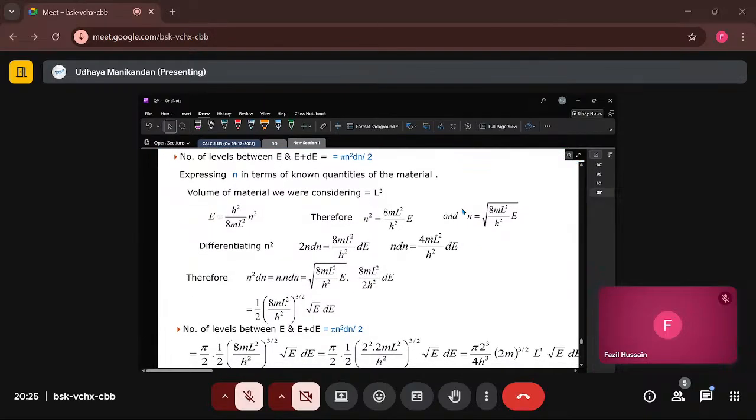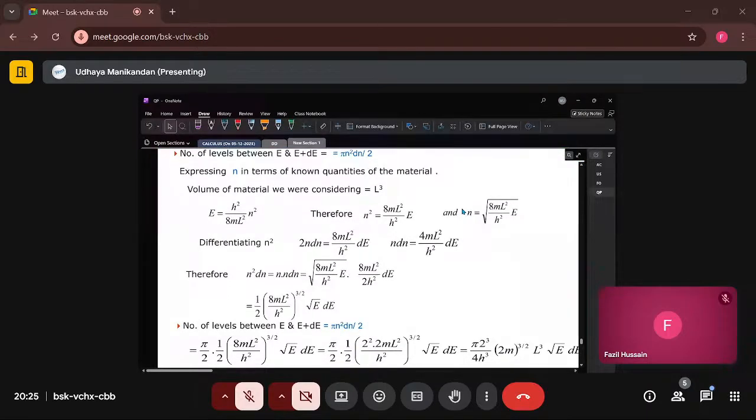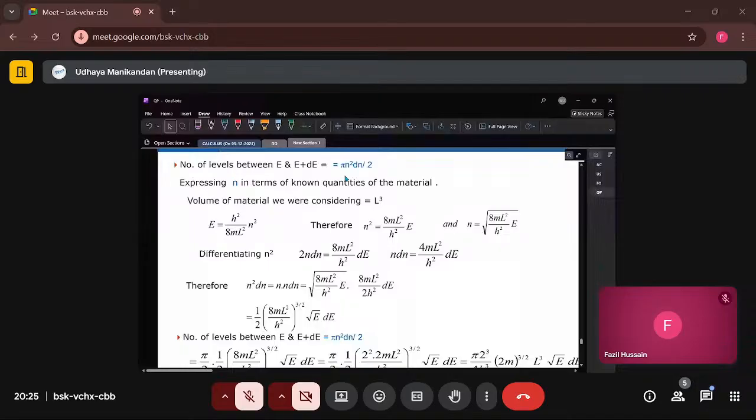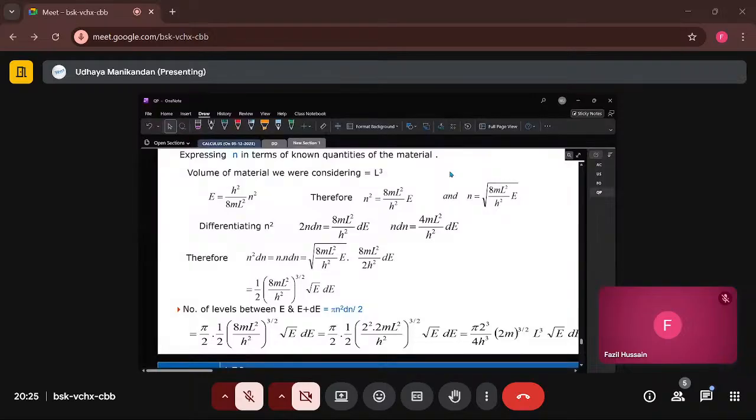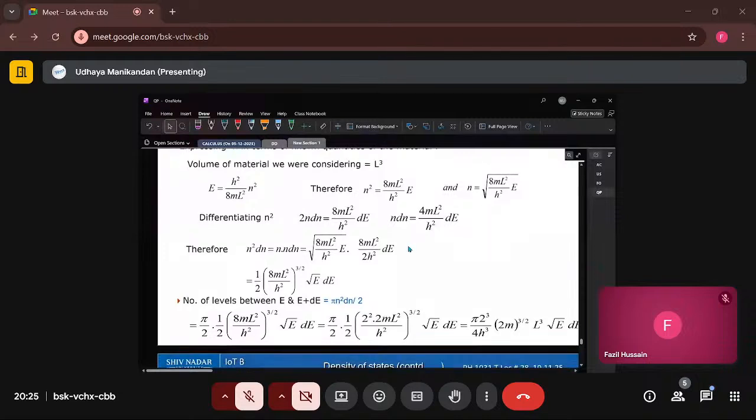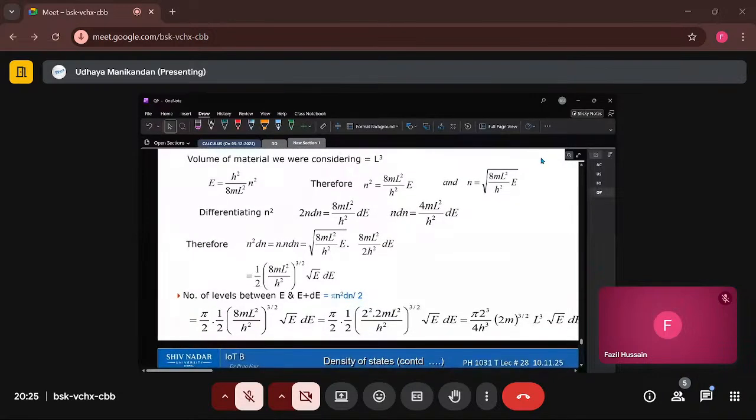Now we are just substituting the n square in the formula we derived here. So what do you have? The number of levels between E and E plus dE is pi n square dn by 2. You have to express n in terms of known quantities. You just express it with E, remember? So n was nothing but what? n square we put as 8 m L square E by h square, remember? So you can just take the root of it, right? n is equal to root of 8 m L square by h square E, and n square is just this one, right?